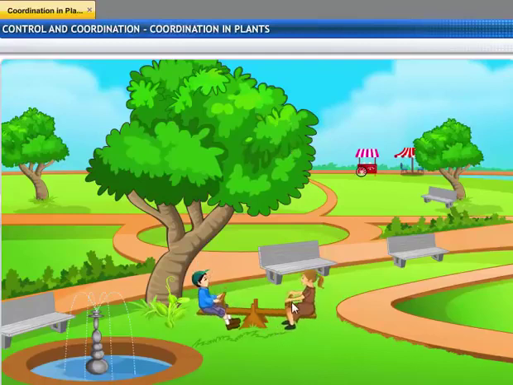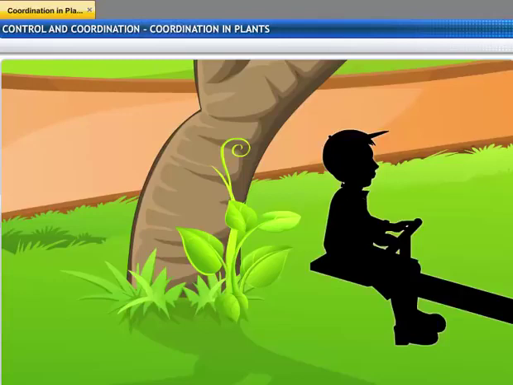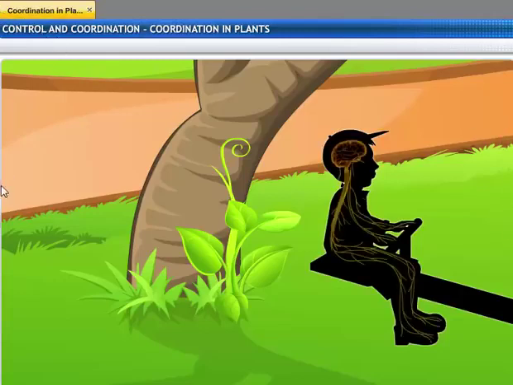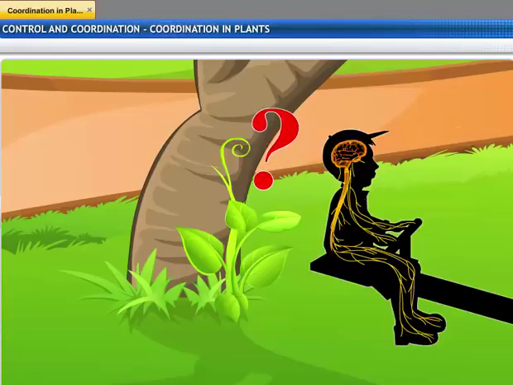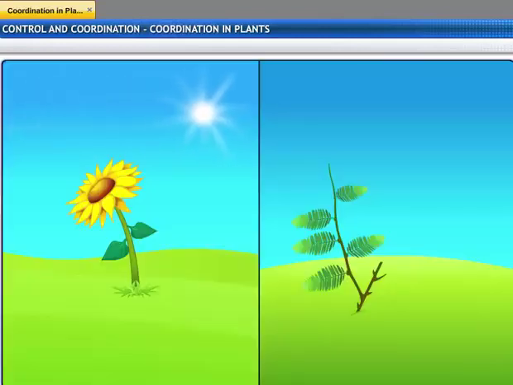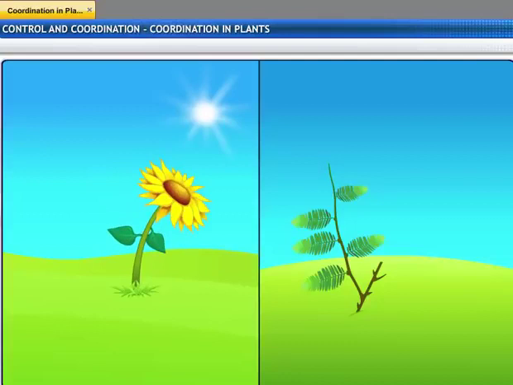signals from the environment. Plants are no exception. But, unlike animals, plants don't have nerves for controlling and coordinating their activities. So how do they respond to stimuli? Plants respond to stimuli with the help of chemical compounds secreted by cells whenever needed.